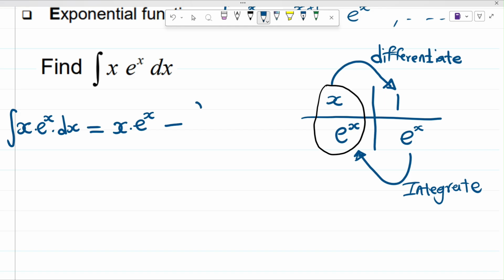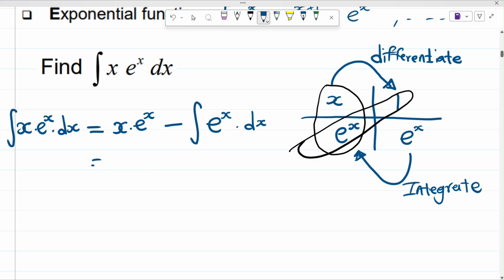And then you say minus the integral of what? Of your third multiplied by the first quadrant, just like that. So that means here I'm going to say minus the integral of just e to the power x dx. And then you're done. Then you continue with your integral to integrate the other one until you have plus c.